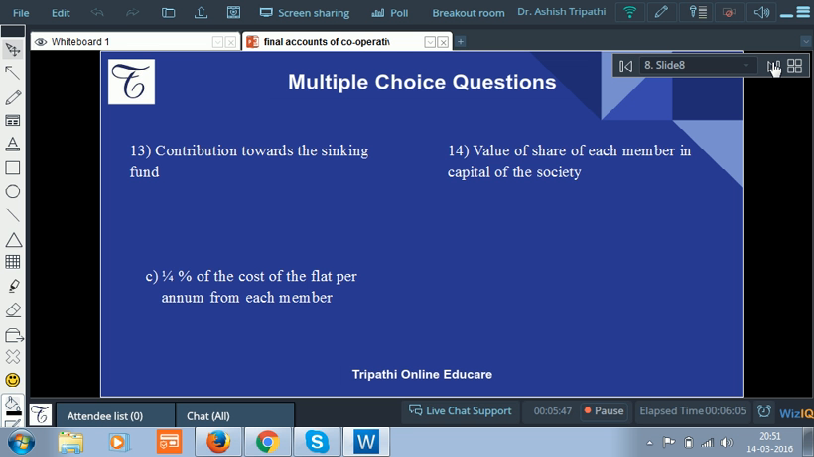Fourteen, value of share of each member in the capital of the society: A. Rupees 250, B. Rupees 300, C. Rupees 1500, D. Rupees 3000. And the correct answer is A, rupees 250.